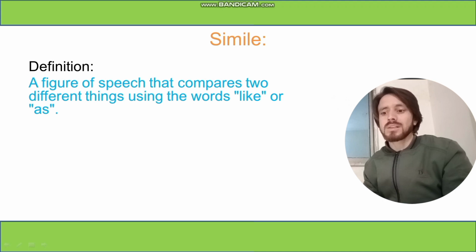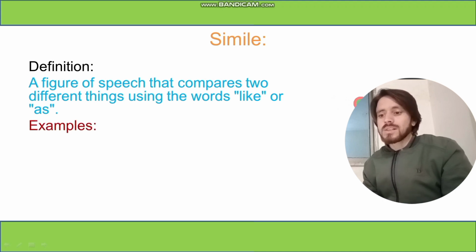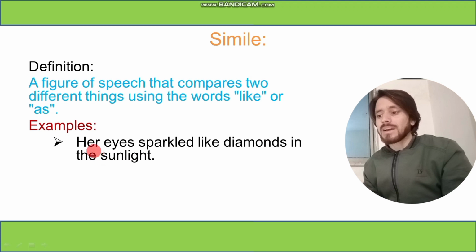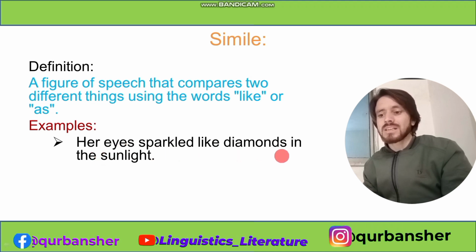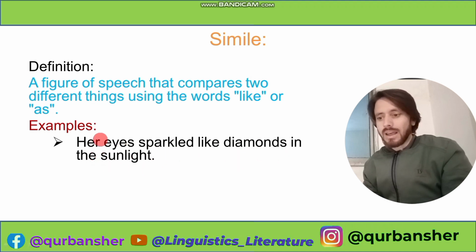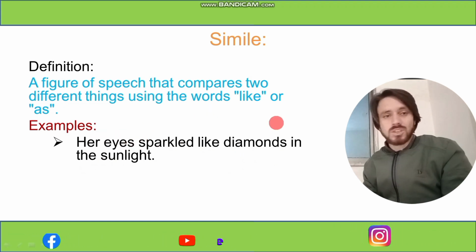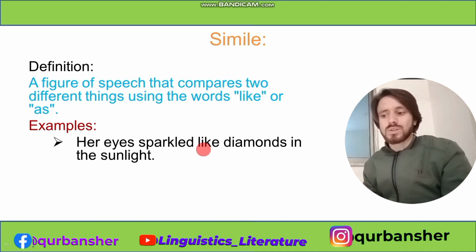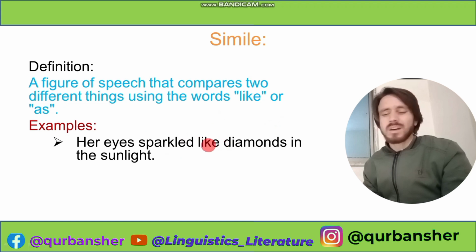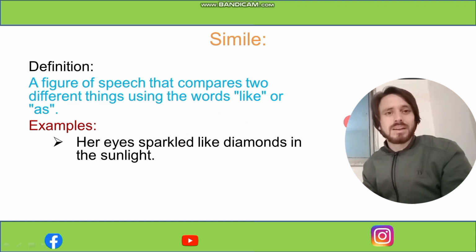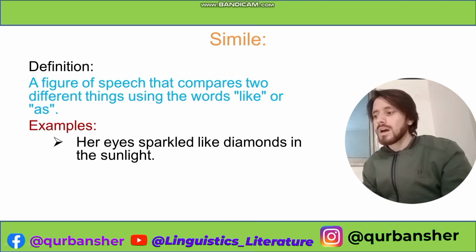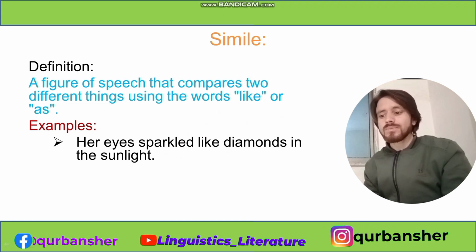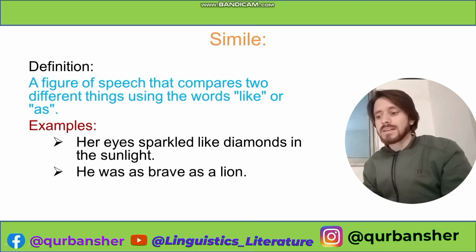We will have some examples. The first example is: her eyes sparkle like diamonds in the sunlight. Now, there is a girl, and her eyes are compared with diamonds. So this is a comparison, and like is used here. This is the comparison by using like, and this is called a literary device, and it is used in the poetry.